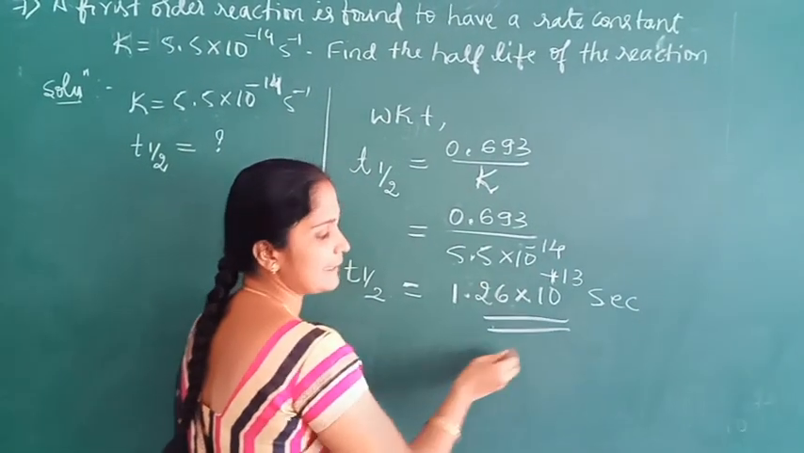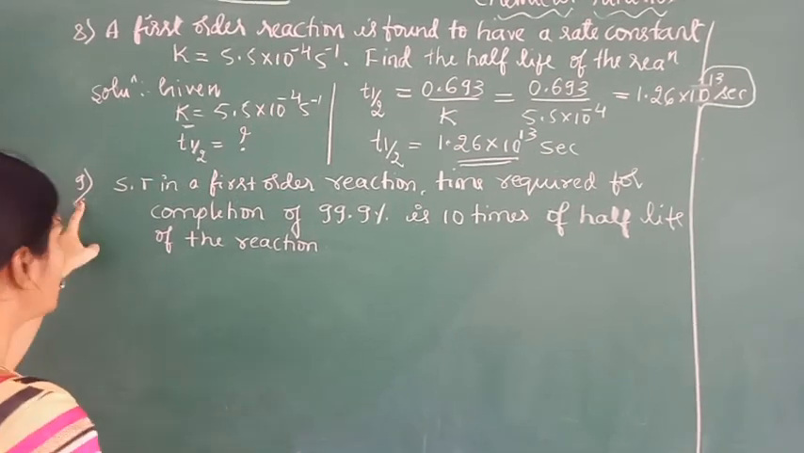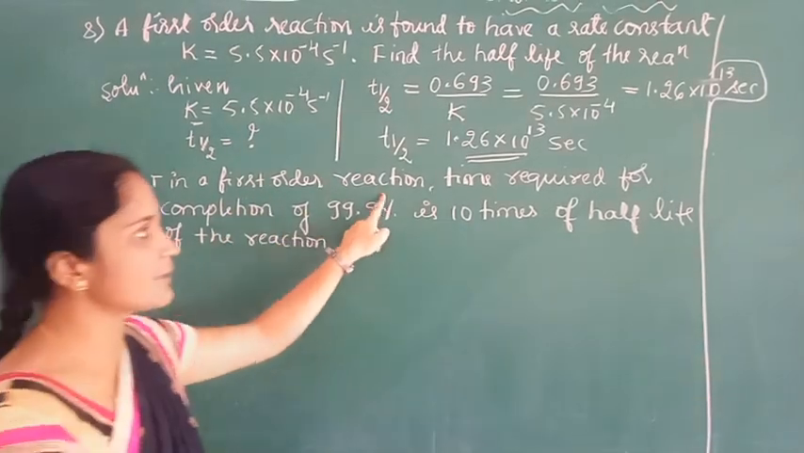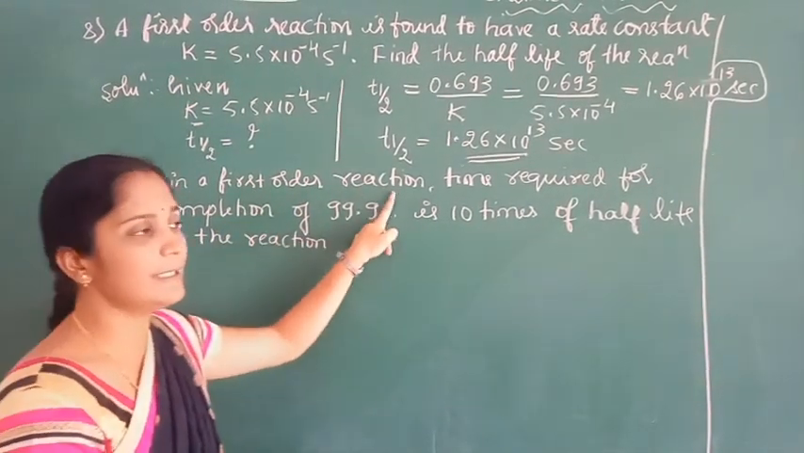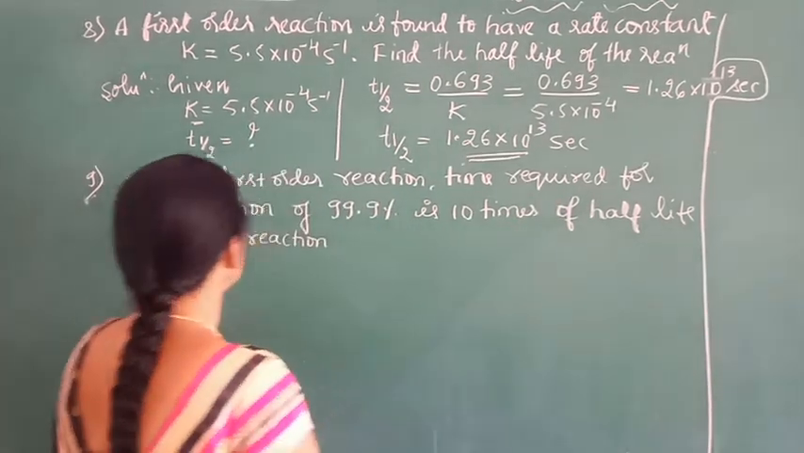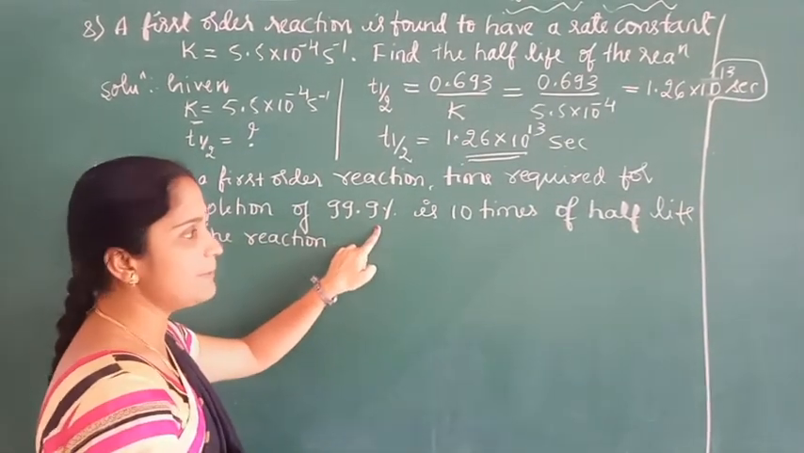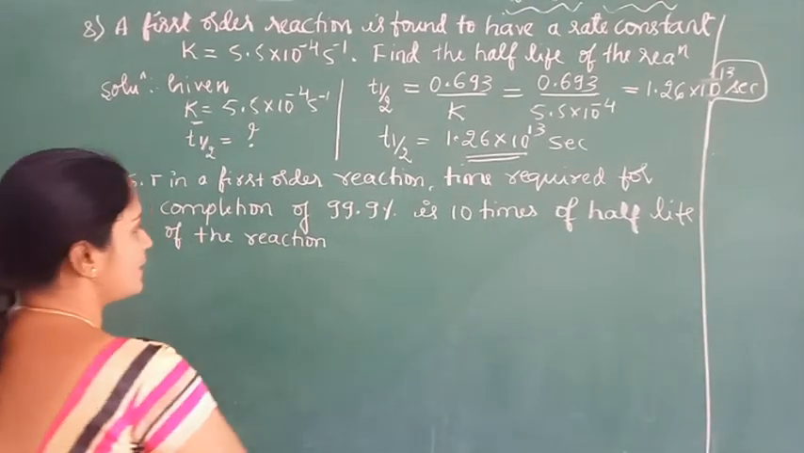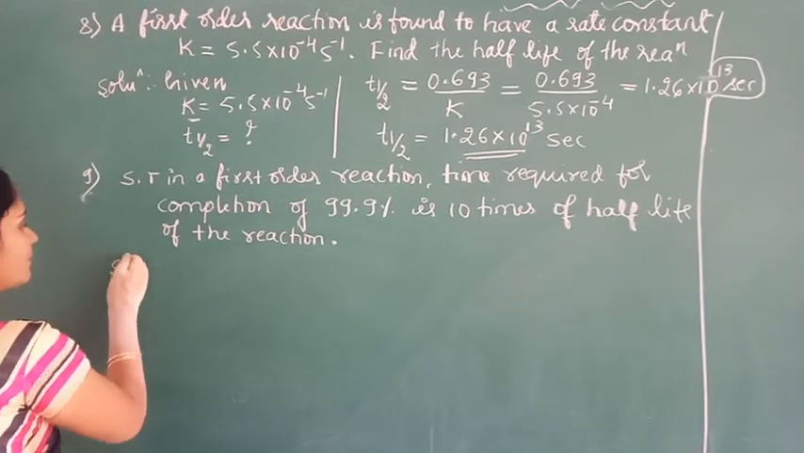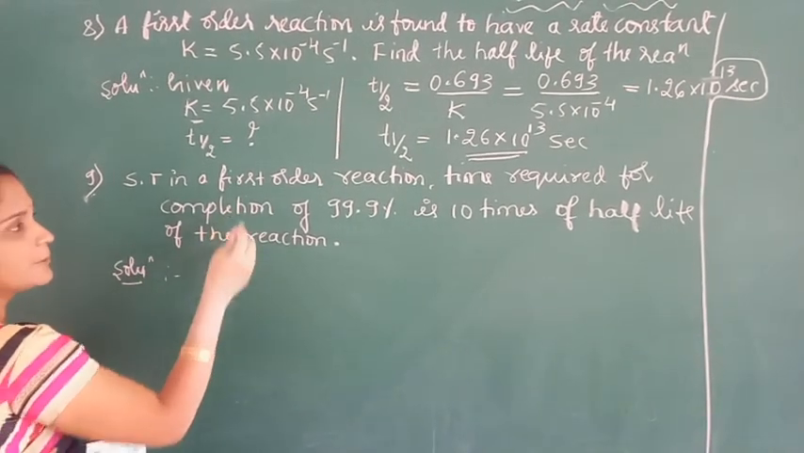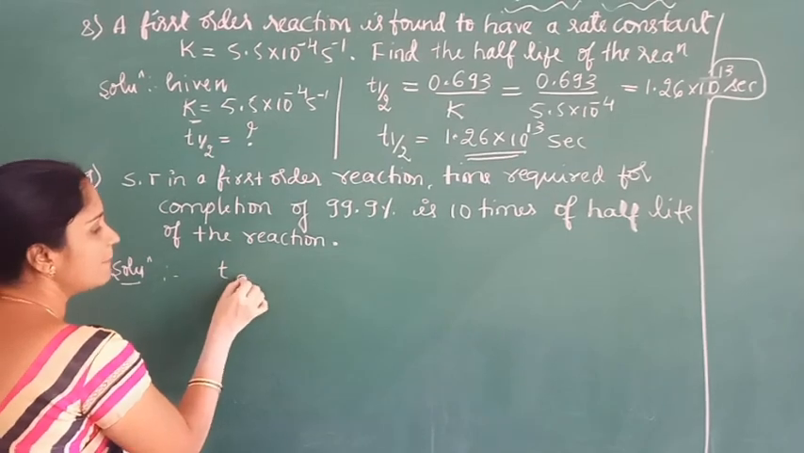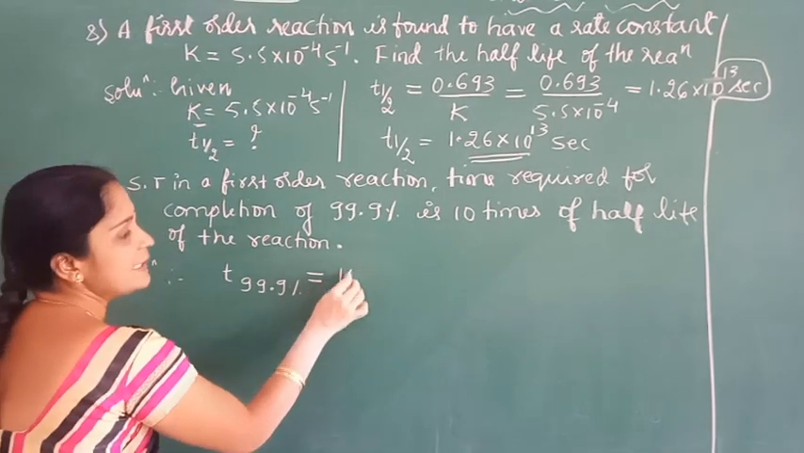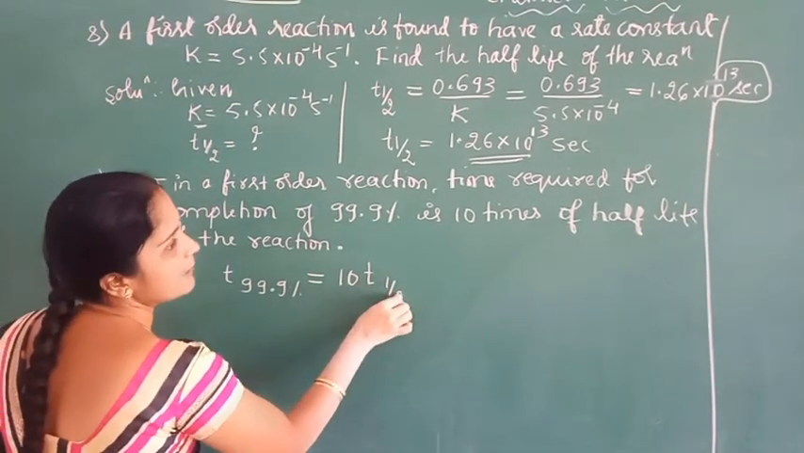plus 13 seconds. Next, coming to the ninth problem: show that in a first order reaction, the time required for completion of 99.9% is 10 times the half-life of the reaction. So here, solution: we have to prove that the time required to complete 99.9% of the reaction is 10 times the half-life.